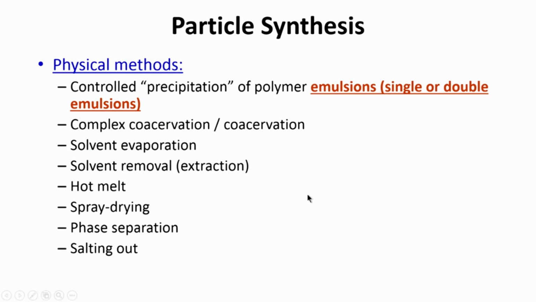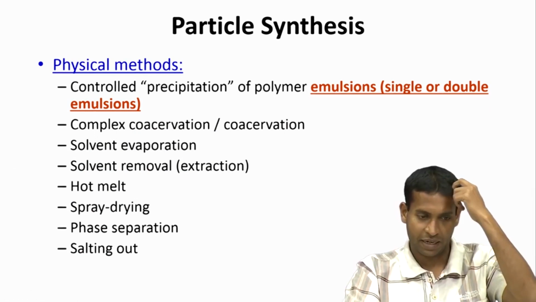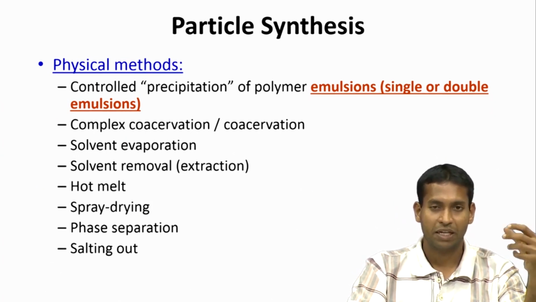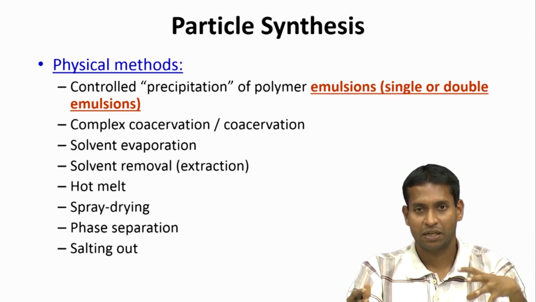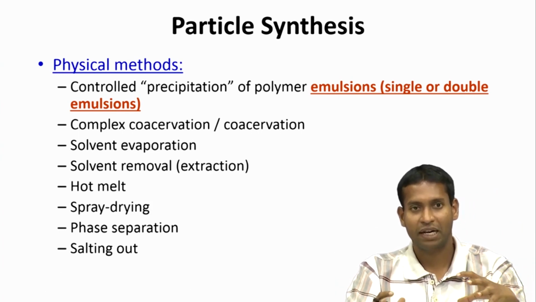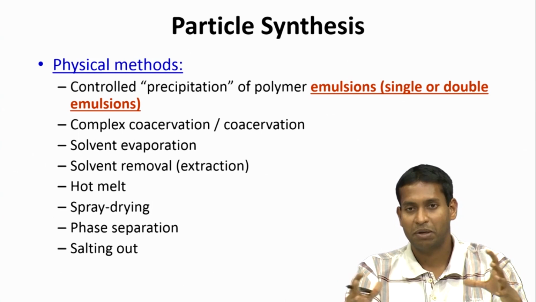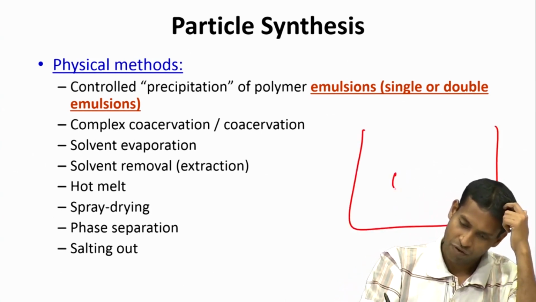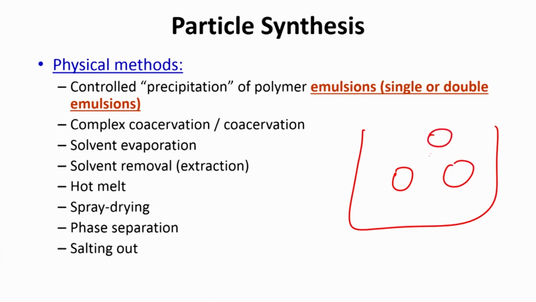And then there are lots and lots of physical methods, much more widely used. These could be controlled precipitation of the polymer. So, basically you can have an emulsion process, and we will describe this in a little more detail as we go along, but you can form these emulsion droplets with polymer plus solvent, but the solvent is volatile.